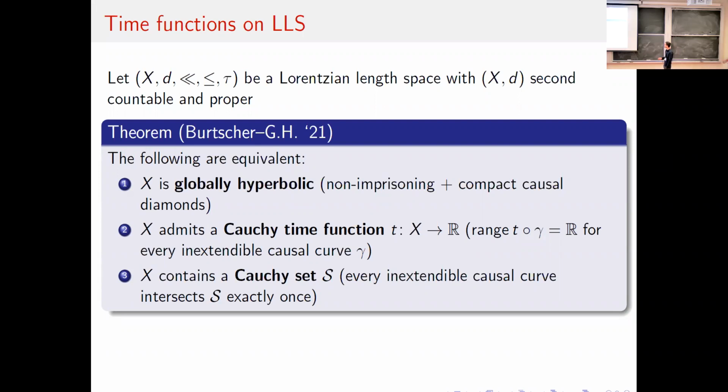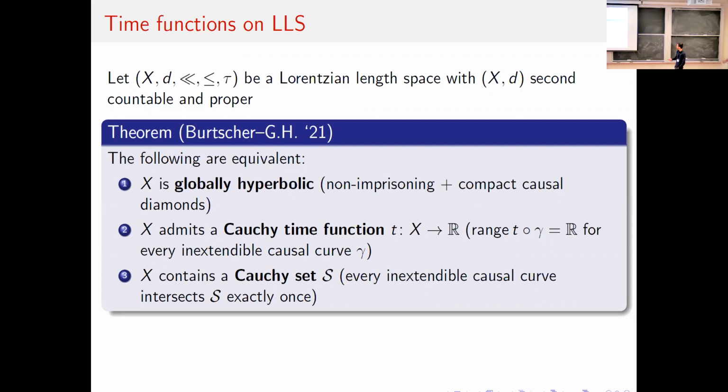So what does each of these mean? Globally hyperbolic means non-total imprisoning, which means that for every compact set, if I have a future-directed causal curve inside, then after a finite length, it has to leave and never come back. So it's not allowed to accumulate in a compact set. And then the compact causal diamonds, which I think you've heard about in other talks, so just the points that are causally sandwiched between two given points, should form a compact set.